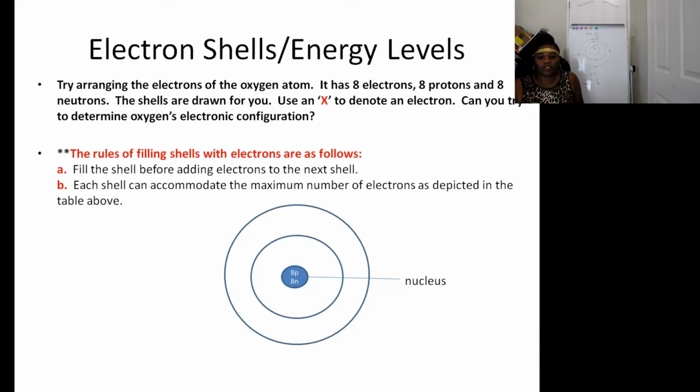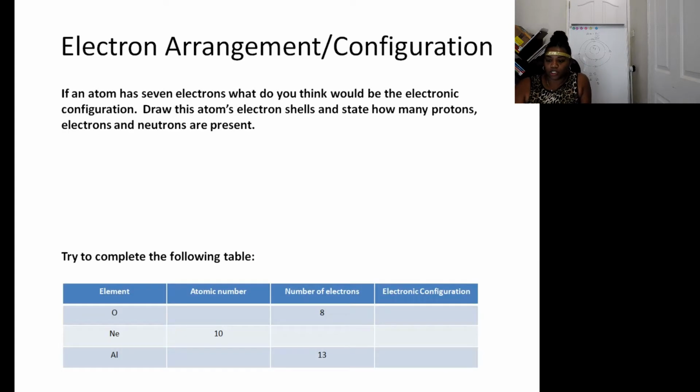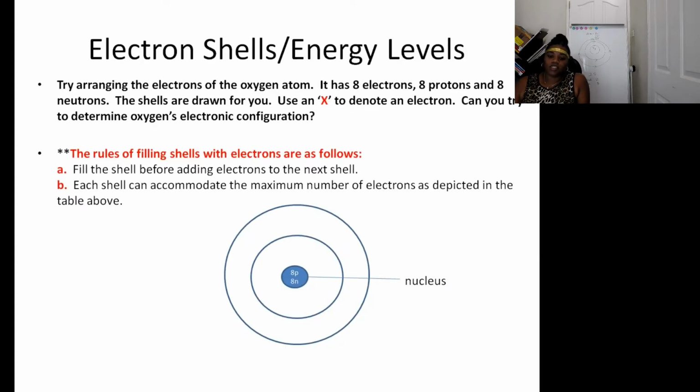Okay, so now we're on to electron shells, energy levels. It says try arranging the electrons of the oxygen atom. It has 8 electrons, 8 protons, and 8 neutrons. The shells are drawn for you using X to denote an electron. By the way, you can use dots, you can use circles too, but X is alright. Can you try to determine oxygen's electronic configuration?